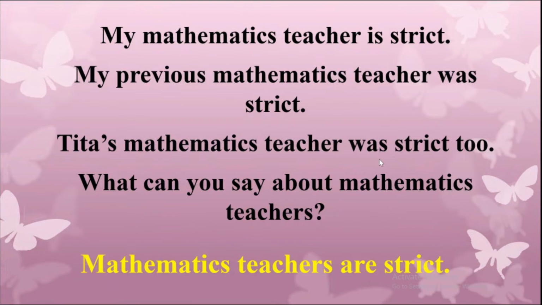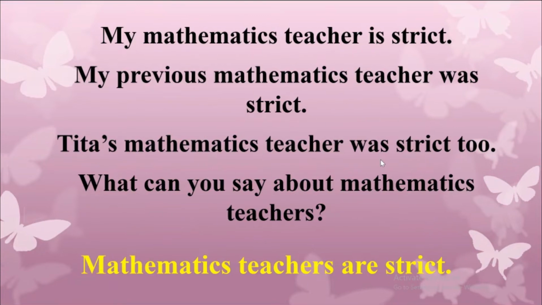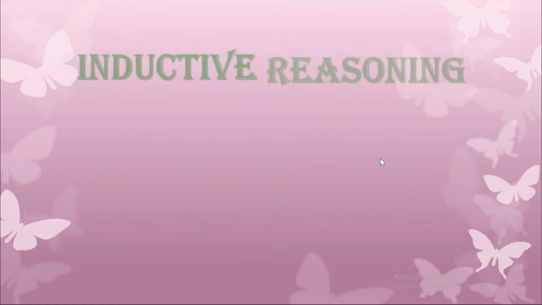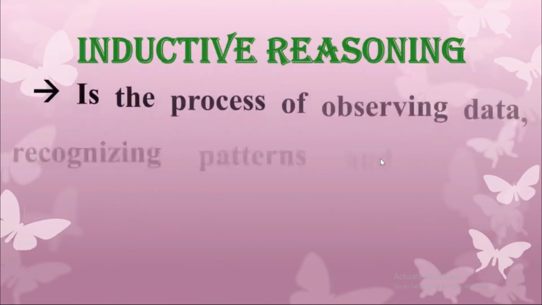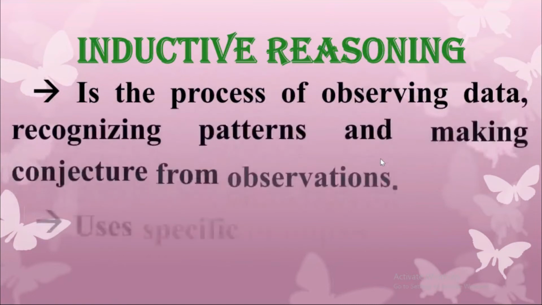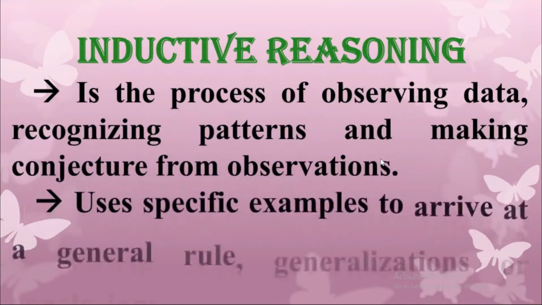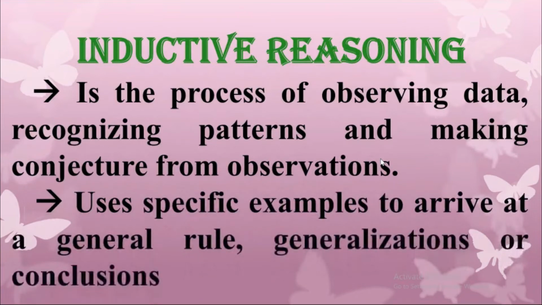Now, if you had observed those two given examples, we used patterns to find the conclusion. That reasoning is called inductive reasoning. So by definition, it is the process of observing data, recognizing patterns, and making conjectures from observations. So it uses specific examples to arrive at a general rule, generalizations, or conclusions. So it's from specific to general, from examples to a conclusion.